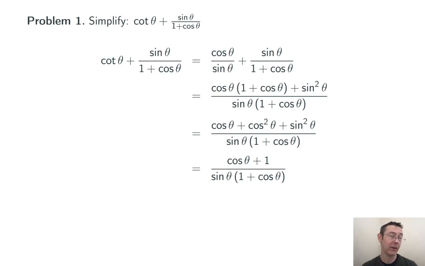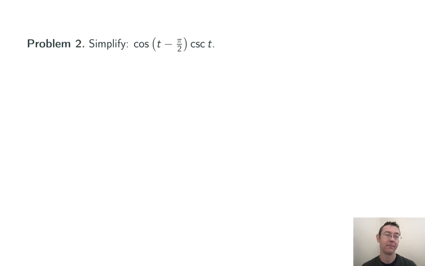Now I have a common factor in the numerator and denominator. Cosine theta plus 1 and 1 plus cosine theta are the same, so those cancel. I'm left with 1 over sine theta, which can be rewritten using a reciprocal identity as cosecant theta. And that's about as simple as we could hope for this problem.